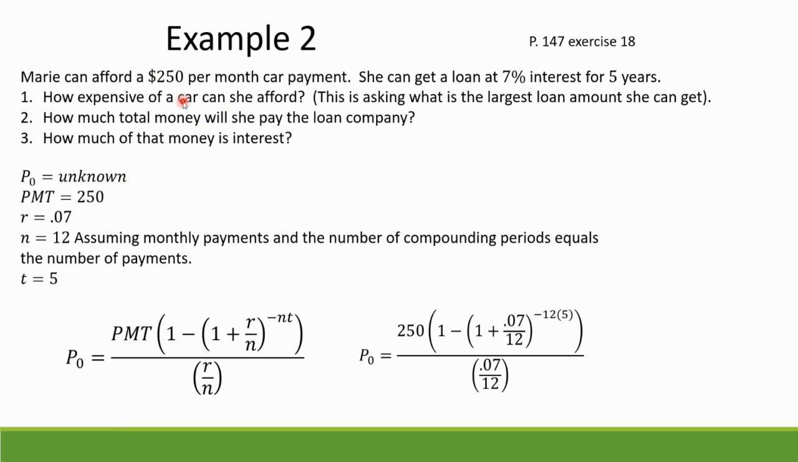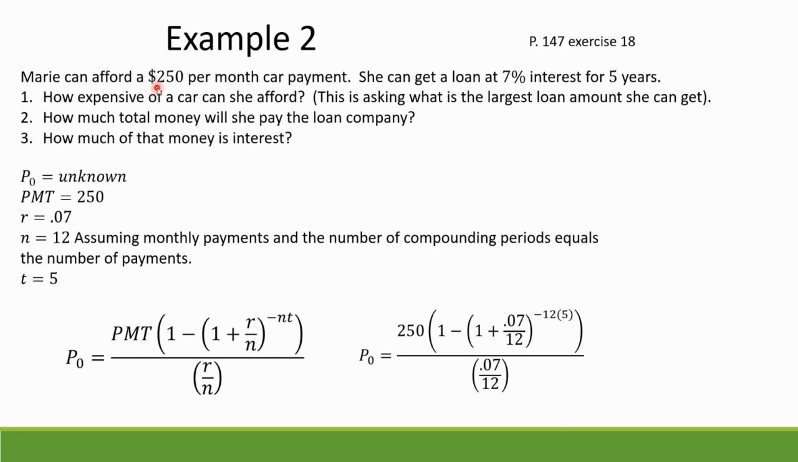Again, for how expensive of a car can she afford? Well, that's what the loan is for, right? So they're really asking, what is the largest loan she can get? In other words, what is P0 from the formula? So that's our unknown.